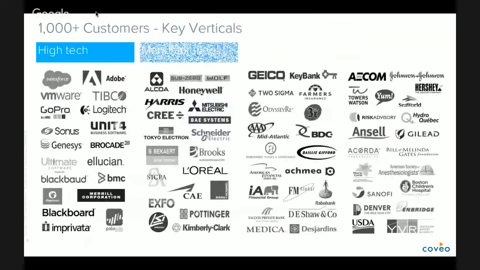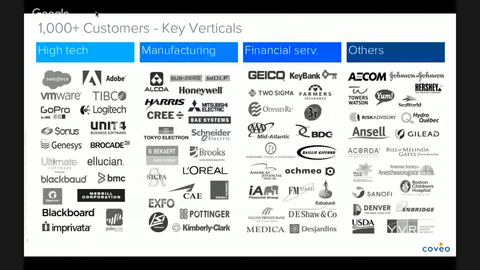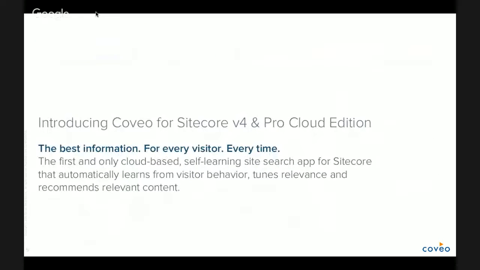Here are some of the current users of all the 3 lines of business. So here you have the different verticals, high tech. You have good names there, Salesforce, GoPro, that we're going to go and check what the experience of the website visitor is when they're using search. The other verticals are manufacturing, financial services, and others.